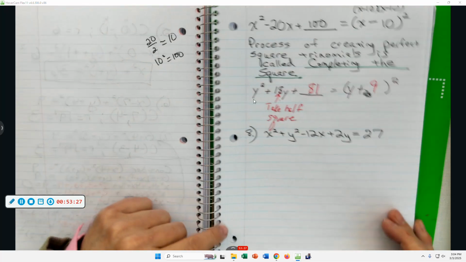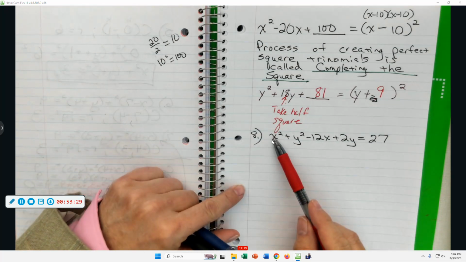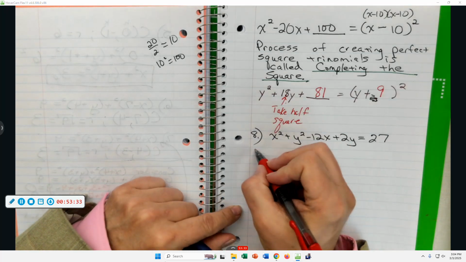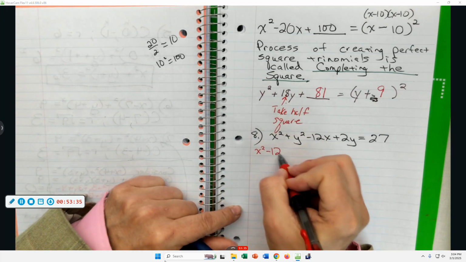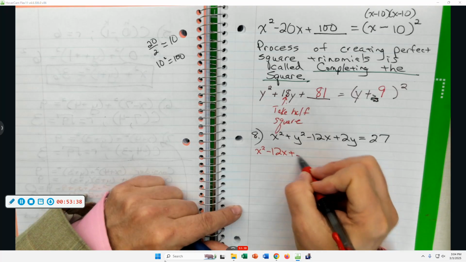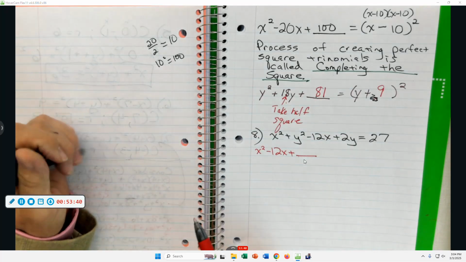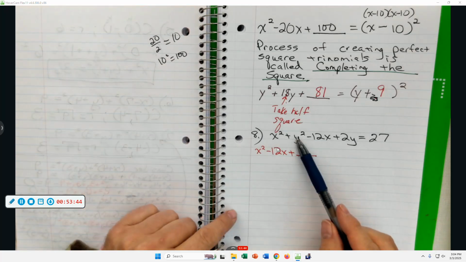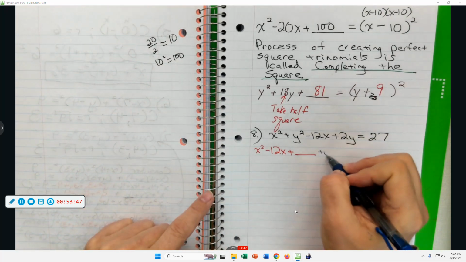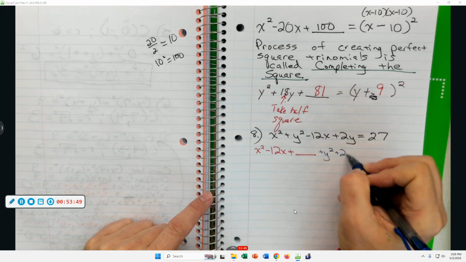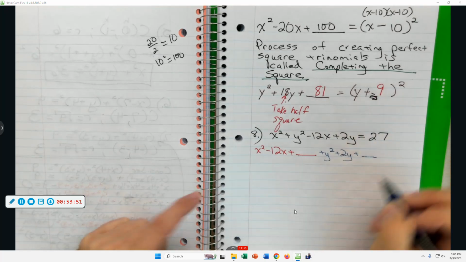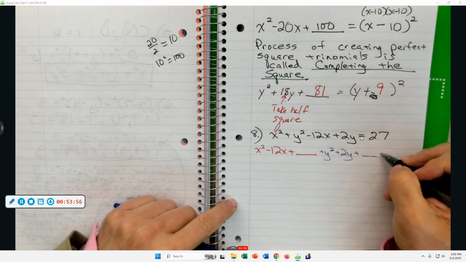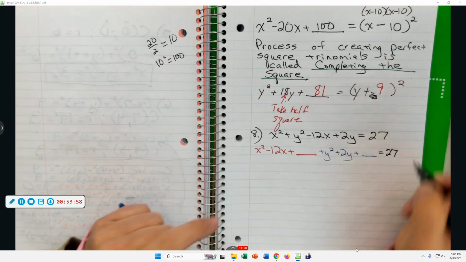Okay, first thing you do, let's group the x terms together. We have an x squared minus 12x. We're going to have to add a number there in order to create a perfect square trinomial. Now let's group the y terms together. We have a y squared plus 2y, and we're going to have to add a number there. And on the right-hand side, we have 27.